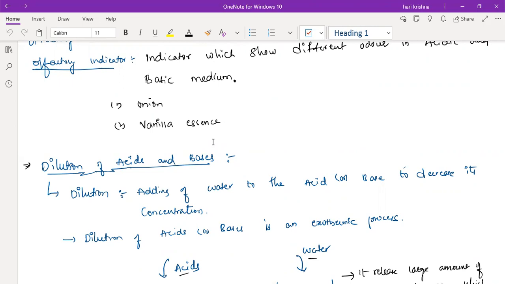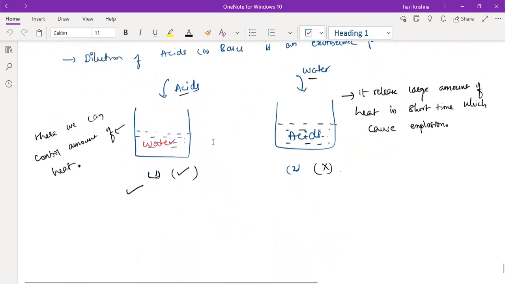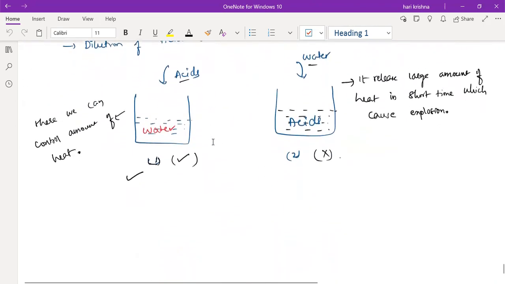Which topic is left? Okay, so what is the meaning of dilution first? Decreasing the concentration of an acid or base by using water. So you'll add the water to the acid or the base to decrease its concentration, right? Yes or no? Yes, sir.